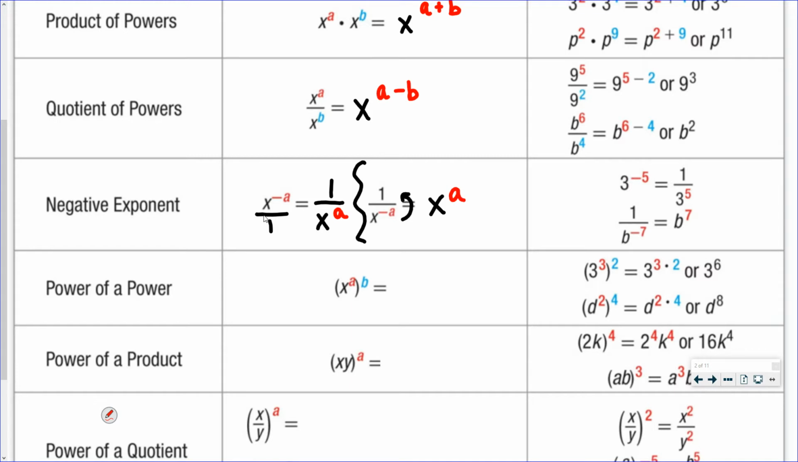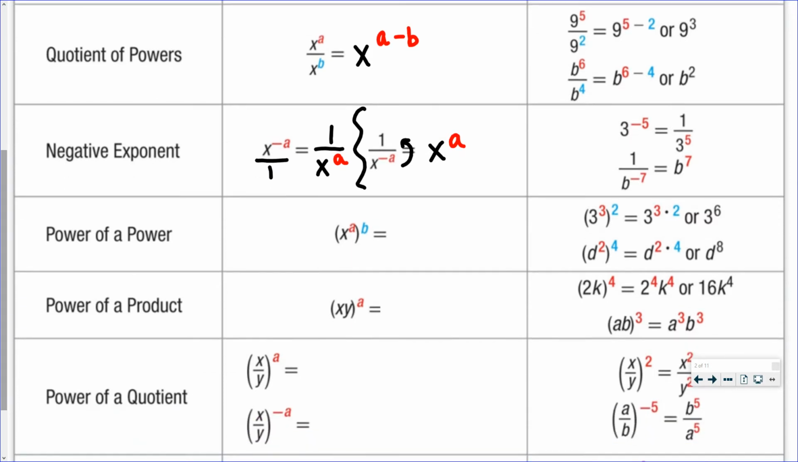When I teach this in Algebra 1, I always say, negative people are sad. So if you have a negative exponent upstairs, he wants to go downstairs, and he becomes happy. If he's downstairs and he's unhappy, he wants to go upstairs, and he's happy, and he's positive. Isn't that fun? Yeah. Okay.